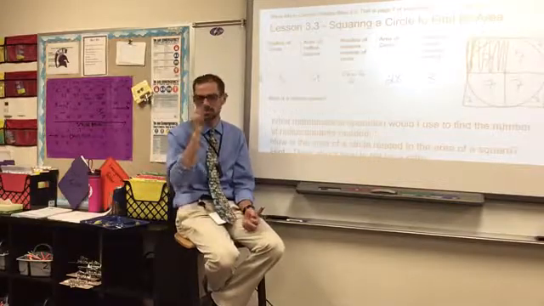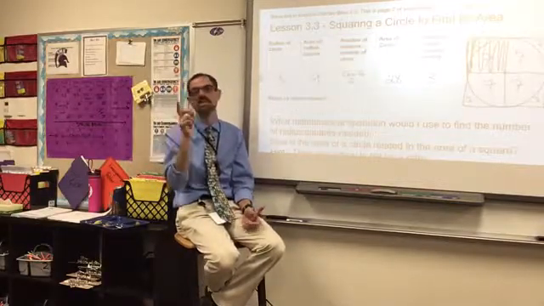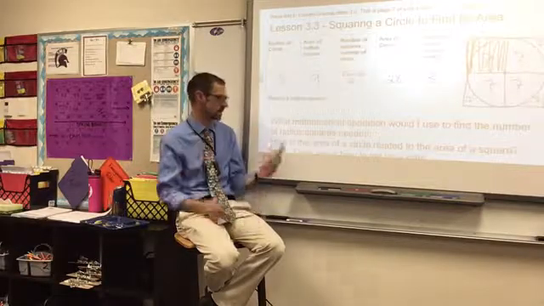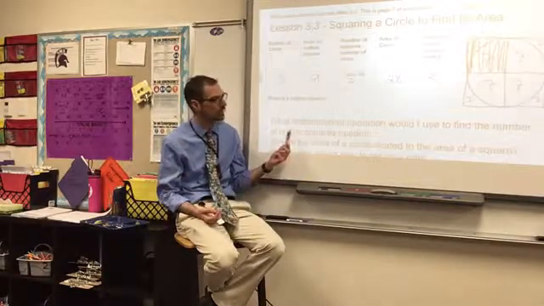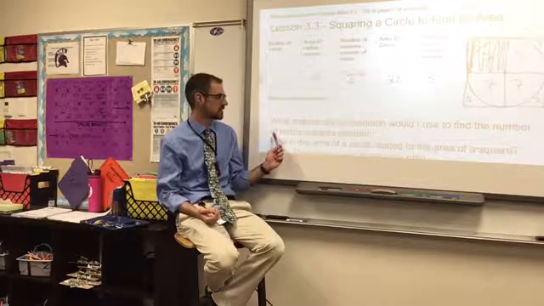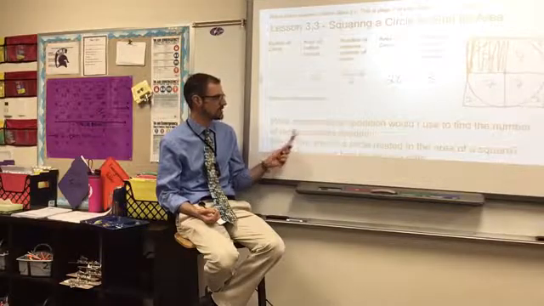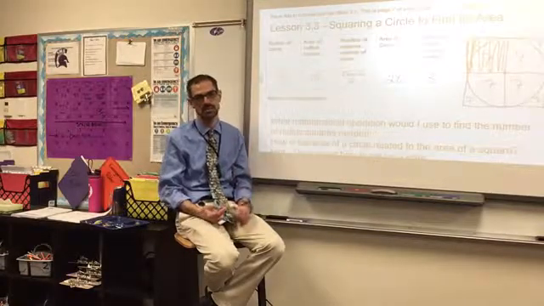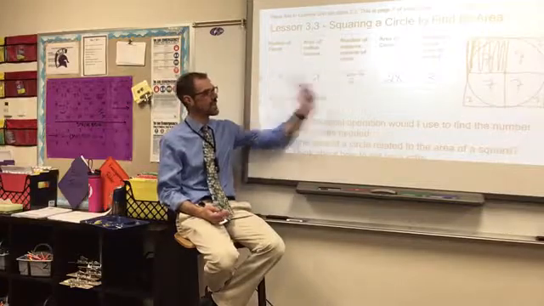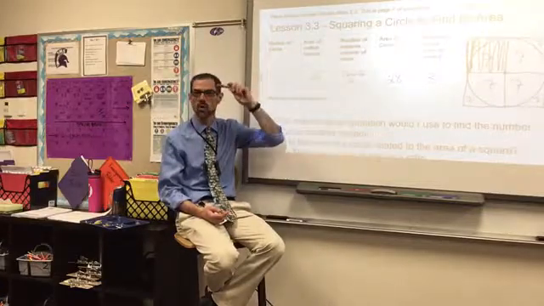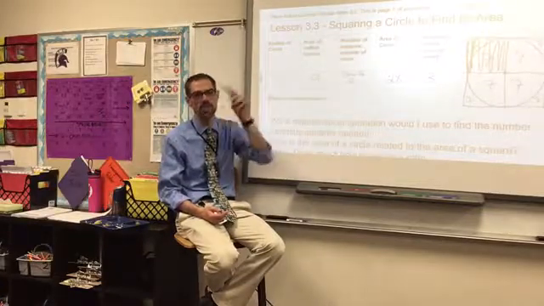This last question I want you to talk to your partner about. What mathematical operation would I use to find the number of radius squares needed? You need to look at our data, and I want you to talk. What's the mathematical operation I would need?